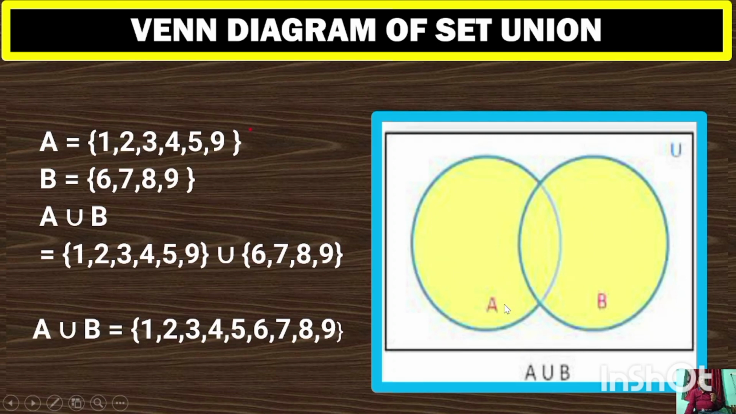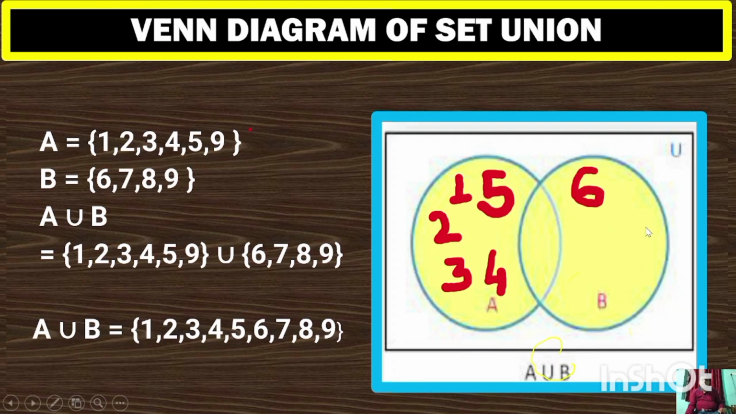Okay. Now here are the sets A and B. Here A union B. This is the A union B, right? Understand or not? So for A union B, we have to take the elements. Let's see, it contains the set elements. So what are the elements of the set A? That is 1, 2, 3, 4, 5.